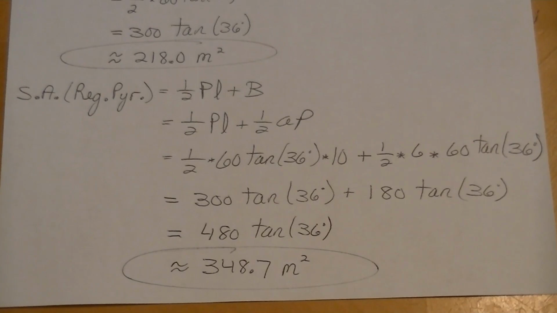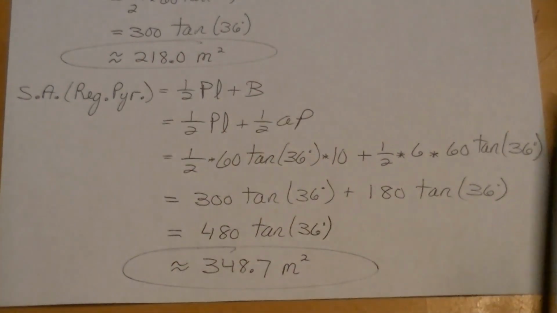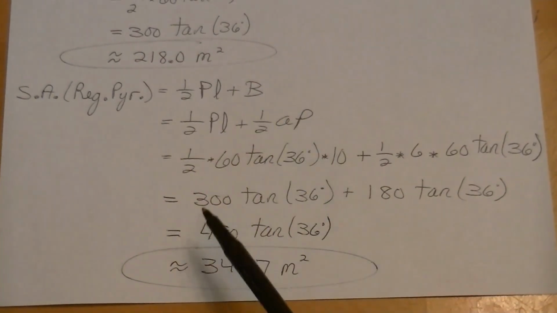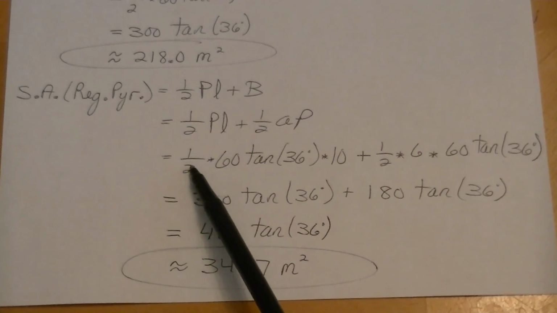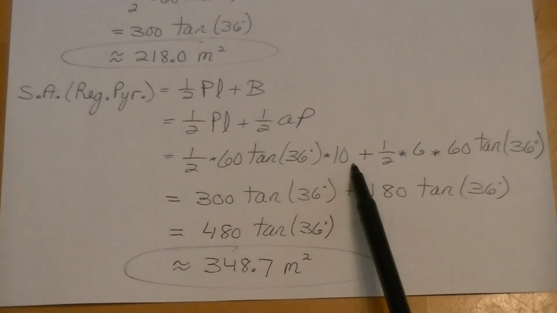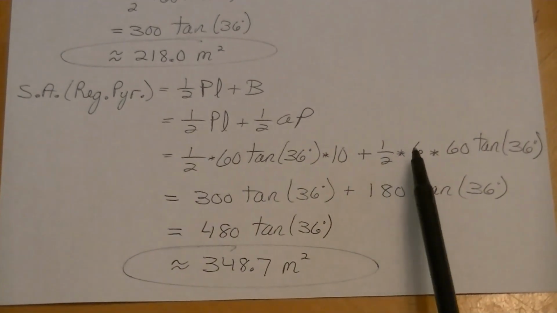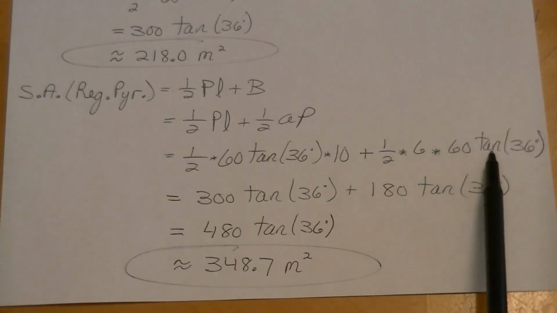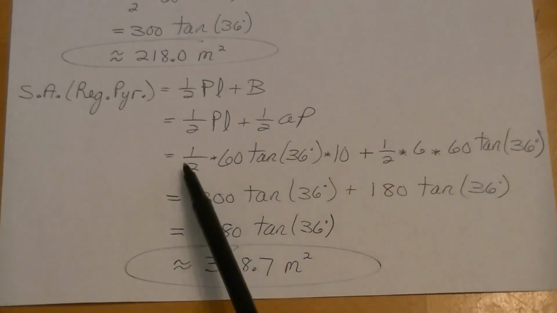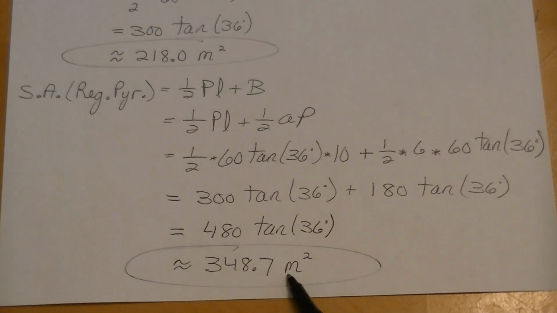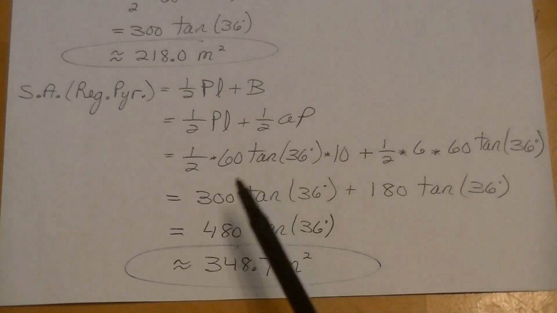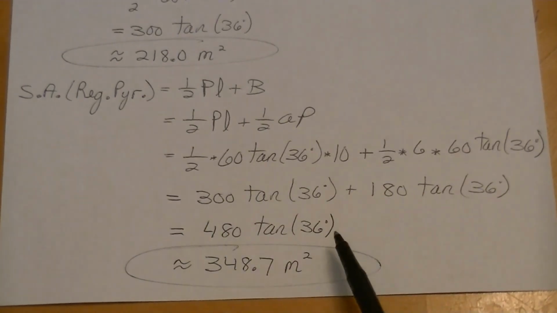Surface area is 1/2 PL plus the area of the base. The area of the base is 1/2 AP. So here's the 1/2 PL that we did up above, but I'm adding 1/2 apothem perimeter. And you could type all that in your calculator and get this answer down here, or you could do some simplifying like I did. Final answer, 348.7 meters squared. Here's the last one.